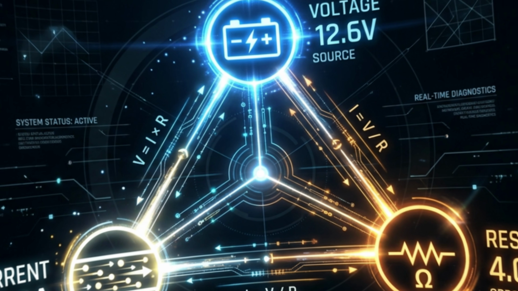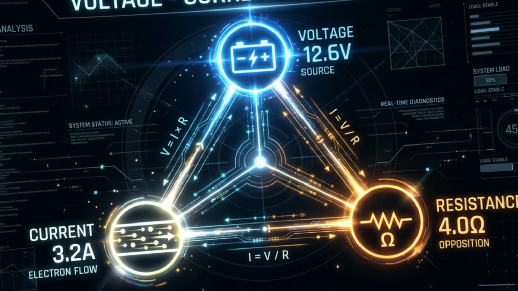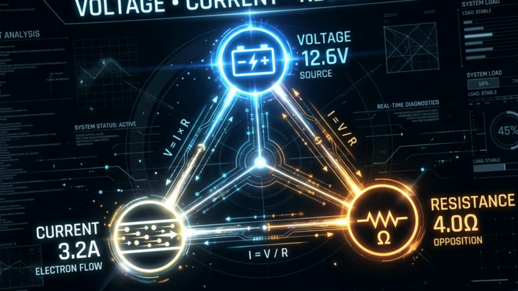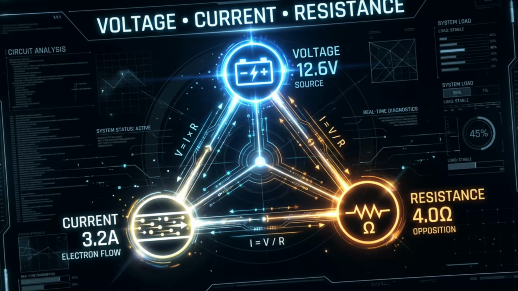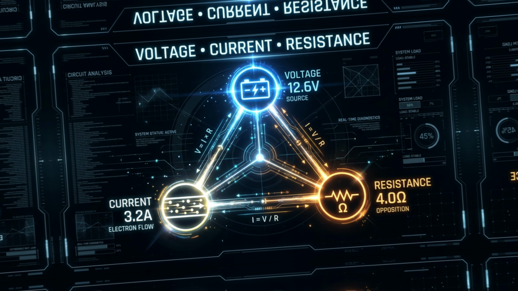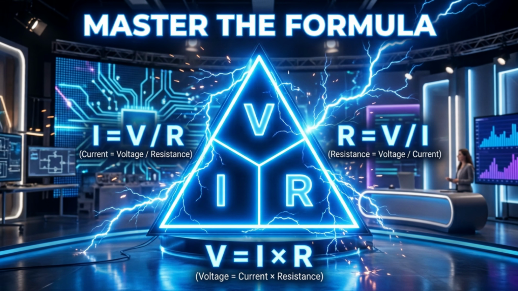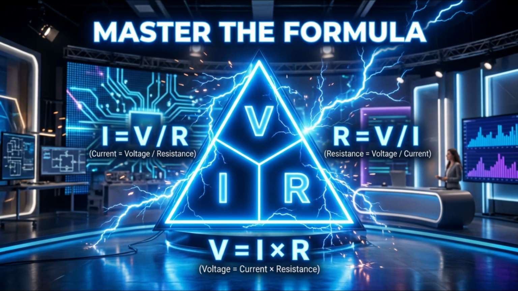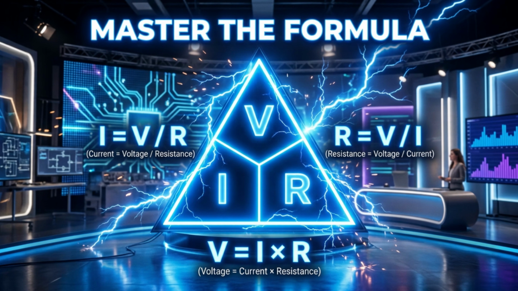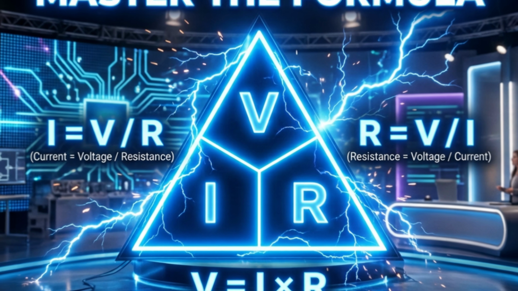Let's review everything you've learned today. Voltage is electrical pressure. Current is the flow of electric charge. Resistance opposes that flow. These 3 ideas form the foundation of electrical engineering. Remember the 3 equations. Voltage equals current times resistance. Current equals voltage divided by resistance. Resistance equals voltage divided by current. Master these, and you'll have one of the most valuable tools in electricity.